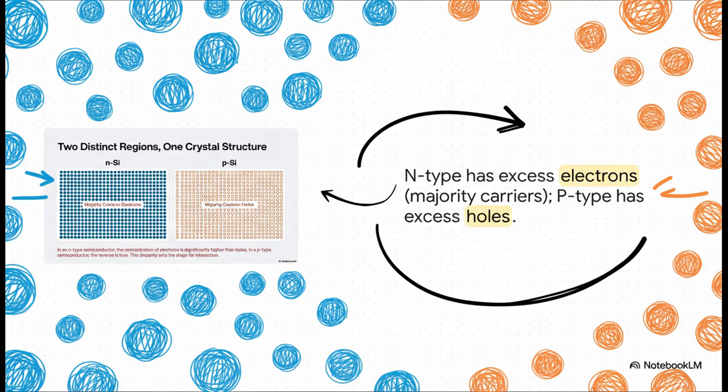Then on the other side you've got p-type silicon, P for positive. This side is doped to have tons of what we call holes, basically spots where an electron should be, and they act just like a positive charge. Here, the holes are the majority. It's this massive imbalance that sets the whole stage for everything that's about to happen.